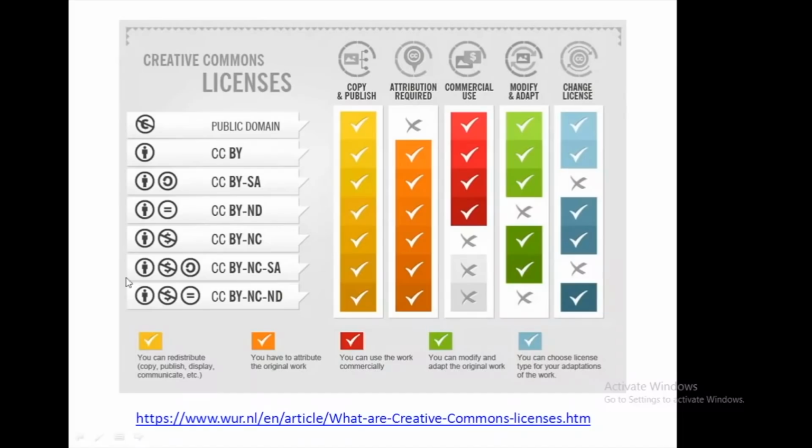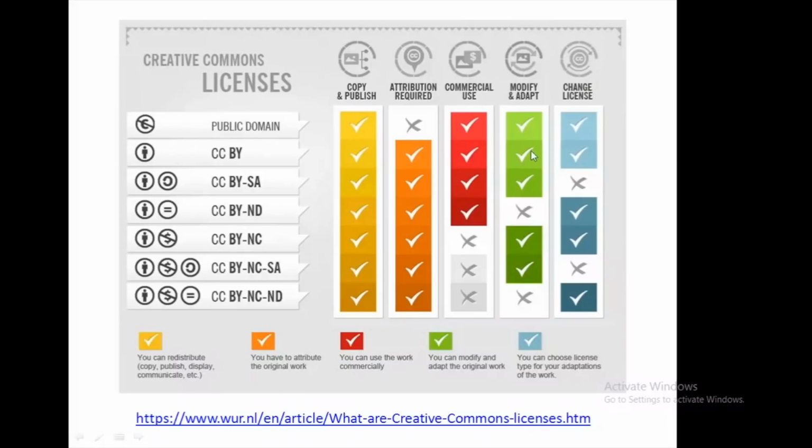So you can see that there are different combinations. Public domain, you can use it freely, you don't have to attribute anyone. CC BY is the simplest one. If you find this symbol, then you can use it. You can copy or publish it. You can use it for commercial purposes.